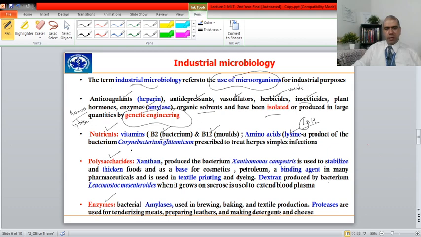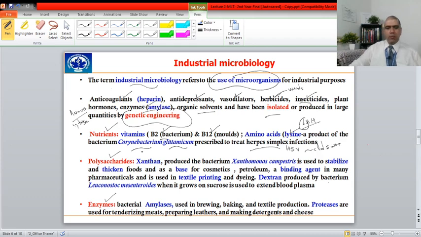So it is produced by a bacterium called Corynebacterium glutamicum, and it's prescribed to treat herpes simplex infections. It is a viral infection caused by the herpes simplex virus that can cause cold sores on your lips. Cold sores.